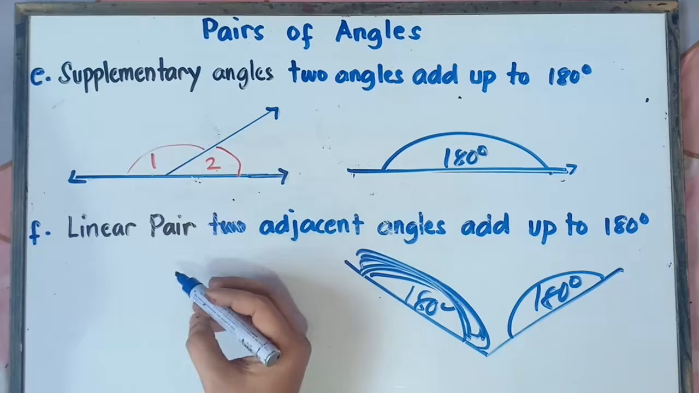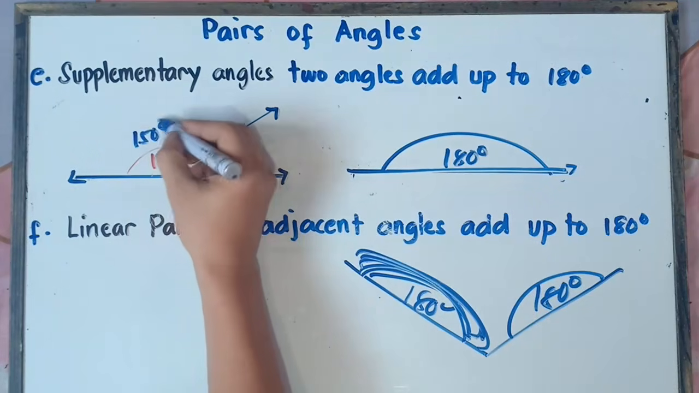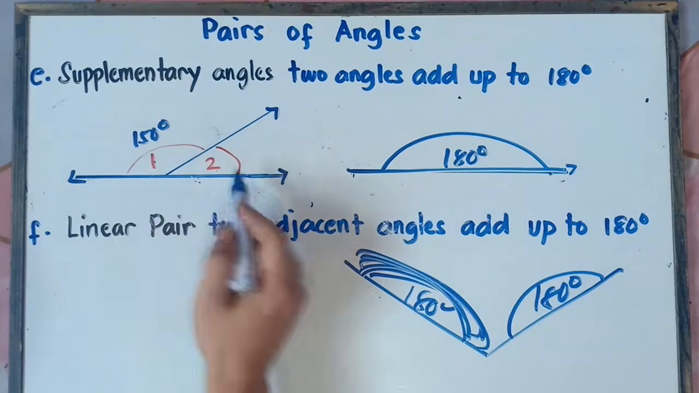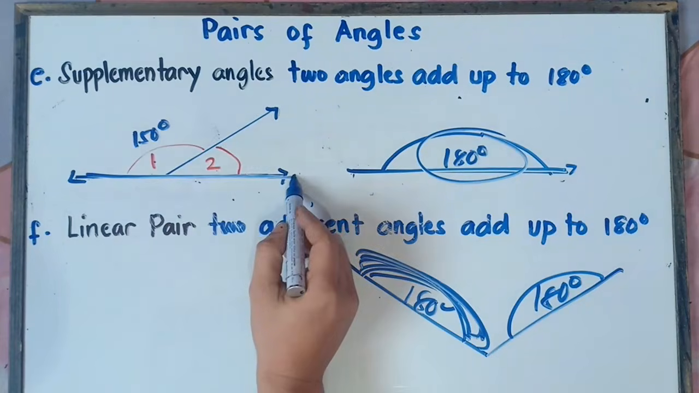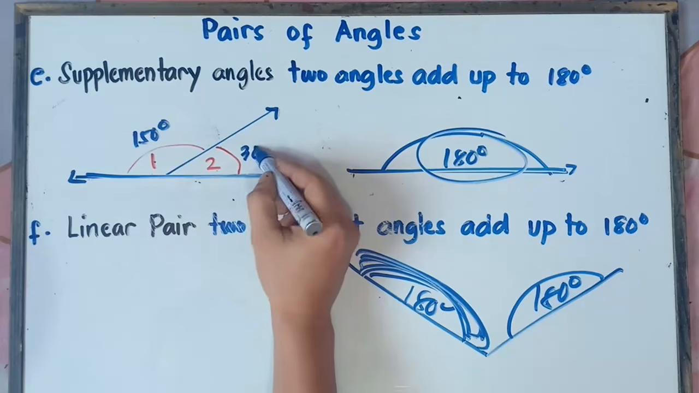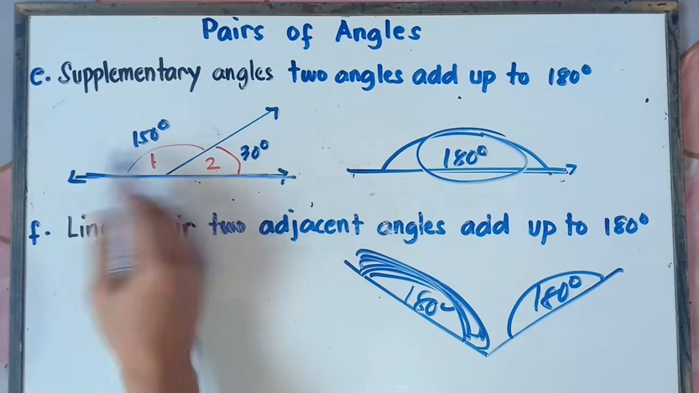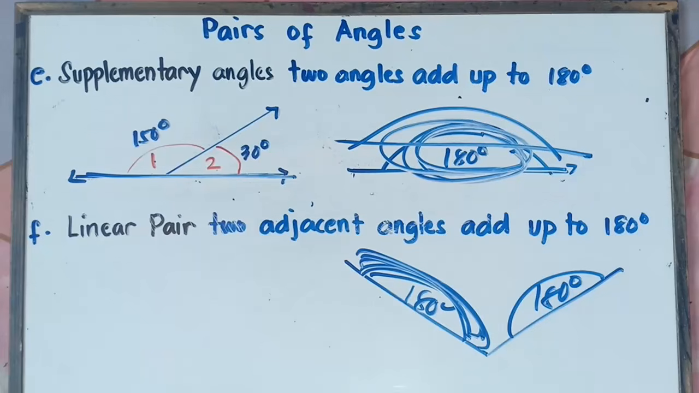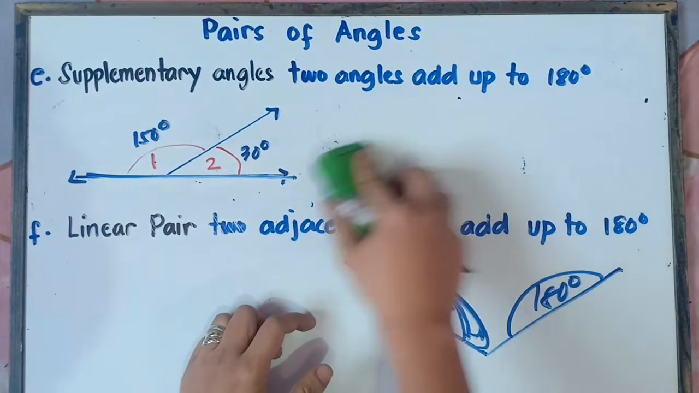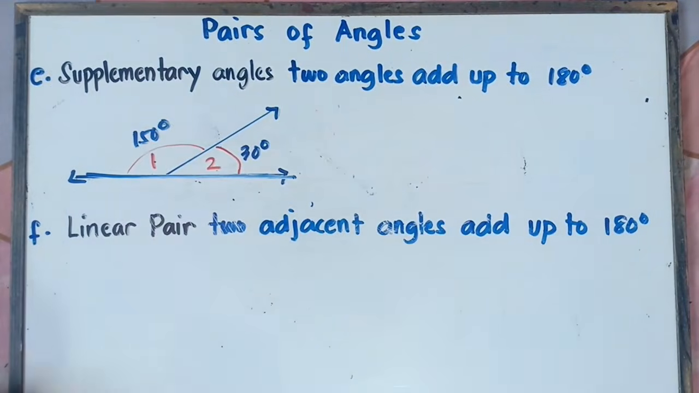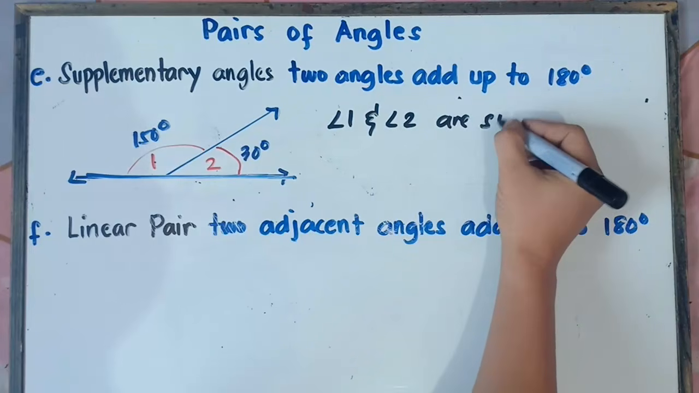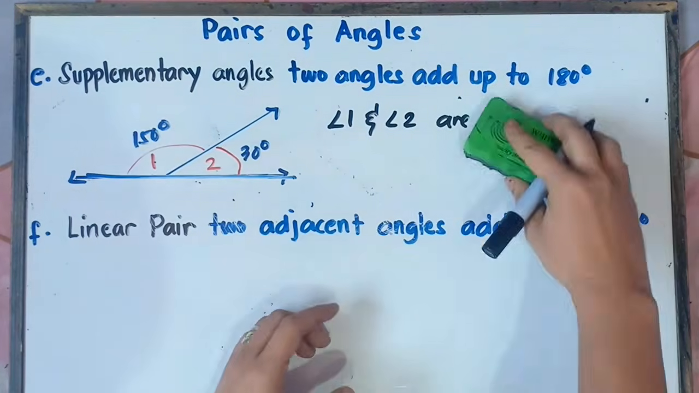Let me give you an example, class. If I say that angle 1 is 150 degrees, what would be the measure of angle 2? Automatic, class. Even if you don't have the measure of angle 2, you know that the sum of these two angles is always 180 because you have a straight line. Therefore, you can say that angle 2 would be 30 degrees. Why is that, sir? Because if you add the two angles, that would be 180 degrees. Any straight line, you can form a straight angle, class, it's always 180 degrees. So therefore, we can say that angle 1 and angle 2 are supplementary angles.